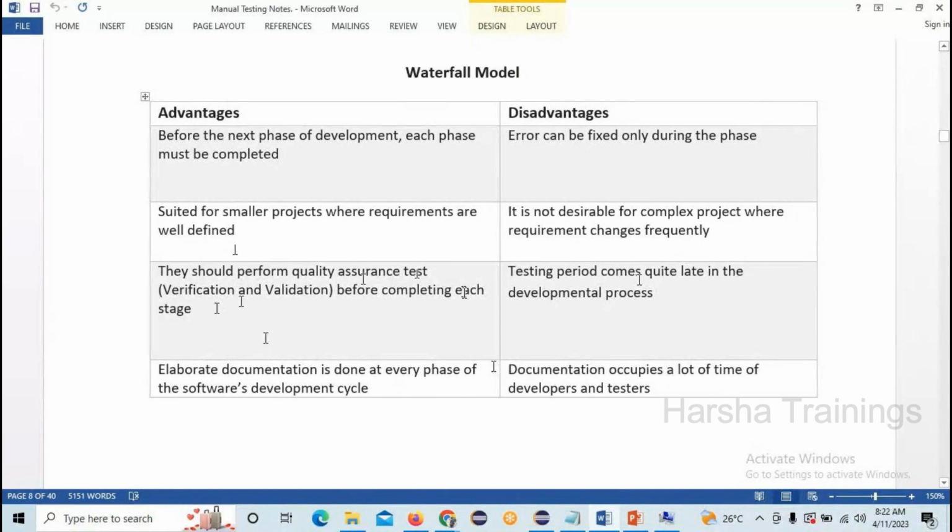Can anyone tell the difference between verification and validation? Can anyone? No one? A generic meaning. What we call verification in English, and what we call validation in English.